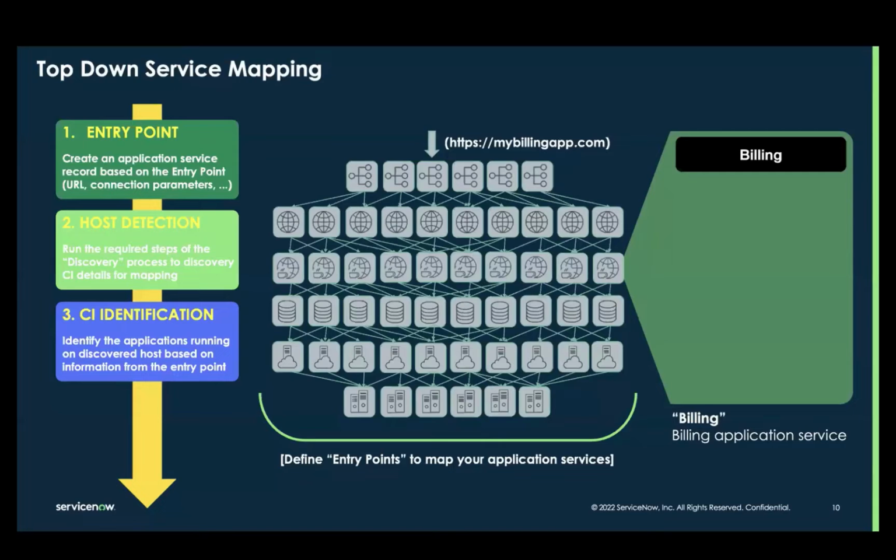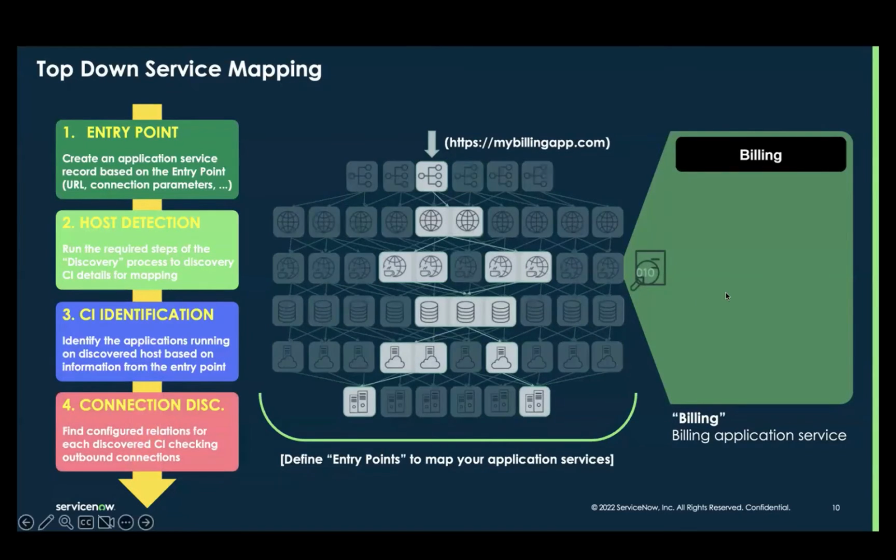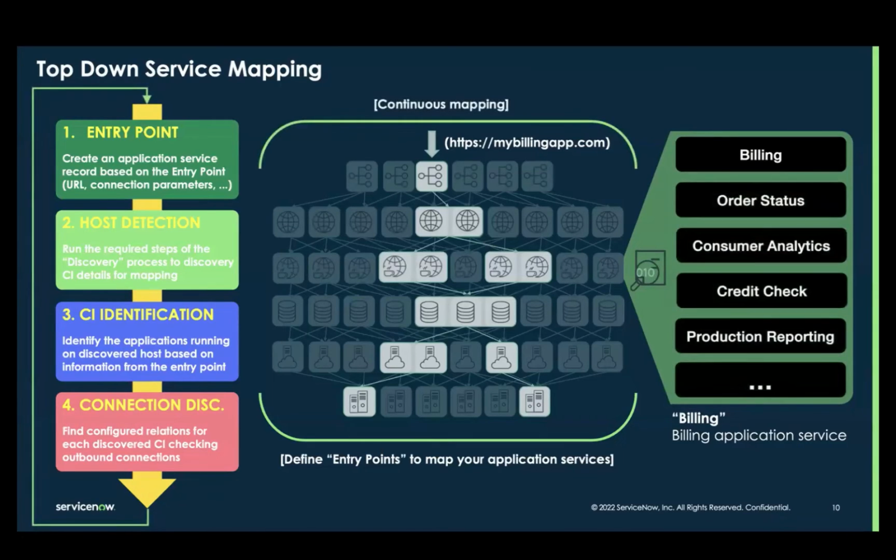Based on the information that is provided from the entry point itself, you'll be able to actually do the connection discovery. So you'll find the configure relations for all these CIs that you have discovered, checking the outbound connections. So as you can see, it's a more surgical approach that is, again, recommended for just more mission critical application services.